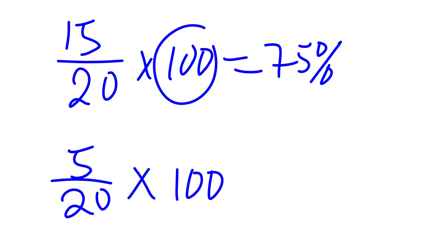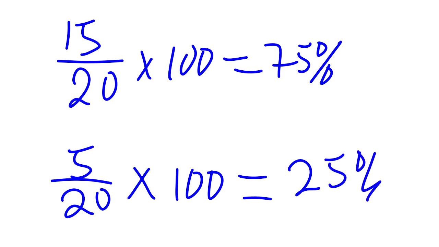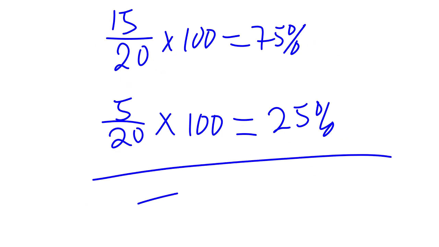That 100, if you are dealing with percentage, that 100 must always be there. Try to remember this. 100 must always be there. Then if you say 5 over 20, that is equal to 25%. So that's very important for you to remember.